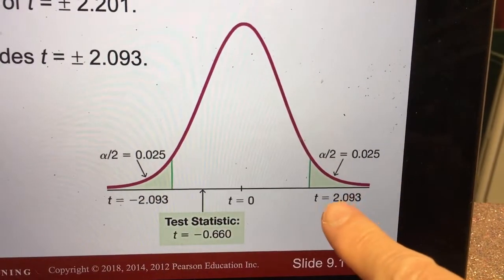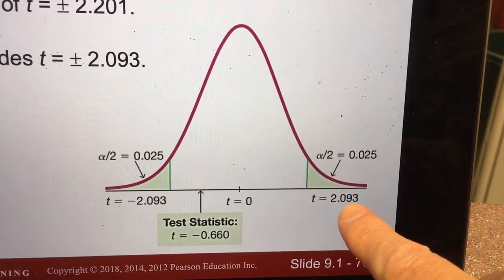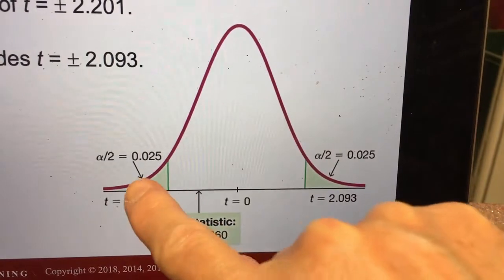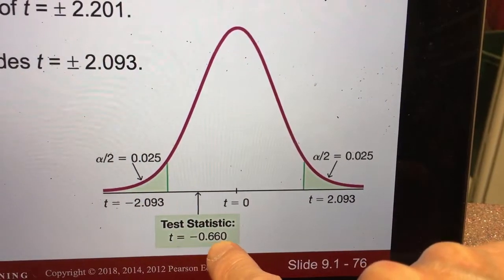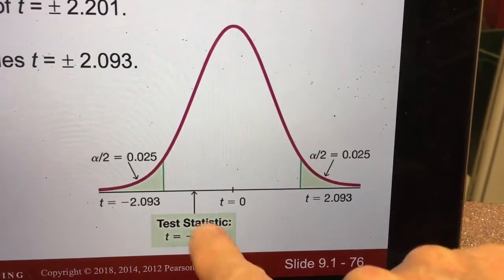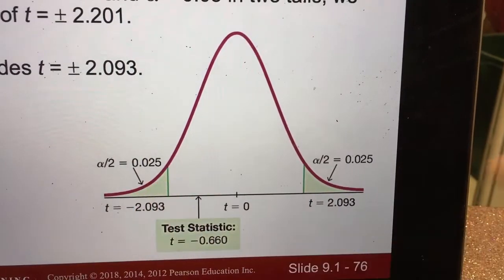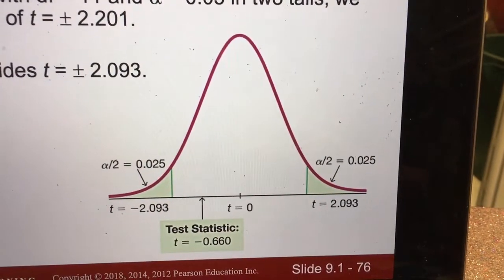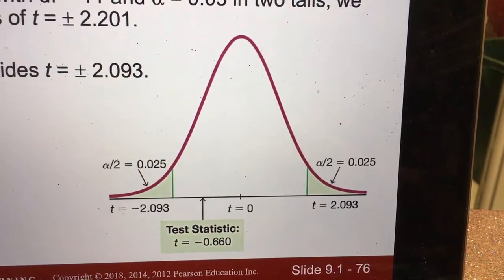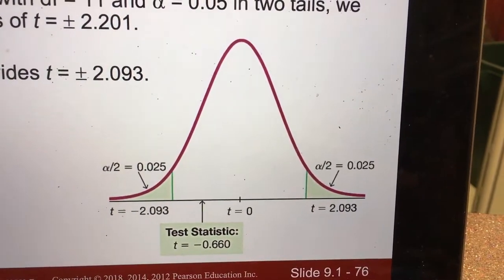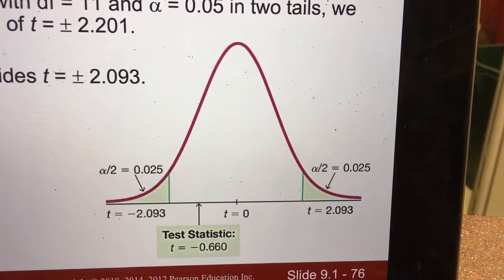Okay, so whether you use 2.09 or whether you use 2.20, the tails are way over here, and our test statistic was negative 0.660. We are well within the normal region, not out in the tails, so we will fail to reject whether we use a t-value or test statistic, whether we use a critical value or whether we use a p-value.